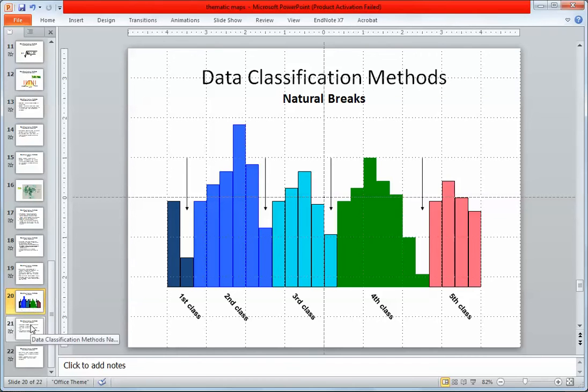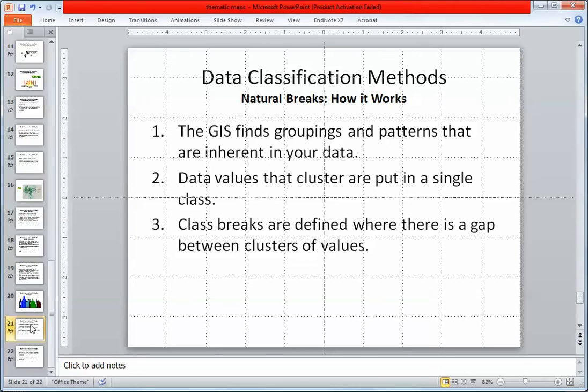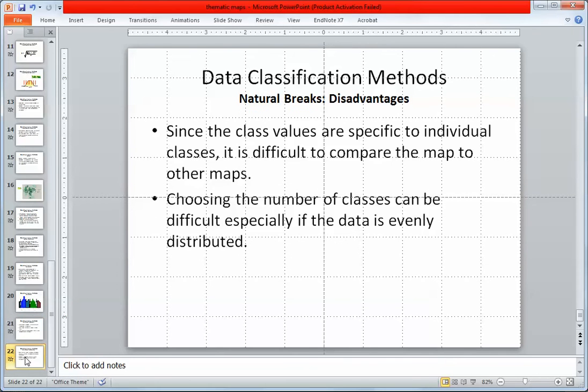Now, the good thing about natural breaks is that it makes sense to people when they look at the histogram. These gaps certainly make sense. The downside, of course, is that because the breaks are put in naturally, the interval may vary considerably. And the other problem, as I said, is that if the data is fairly evenly distributed, while a computer and the algorithm will generate the breaks, those breaks may effectively be an arbitrary or almost random placement.